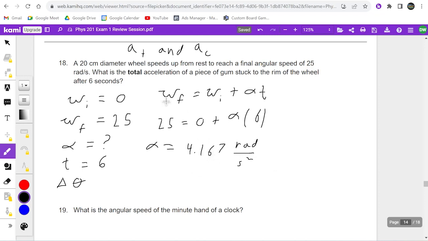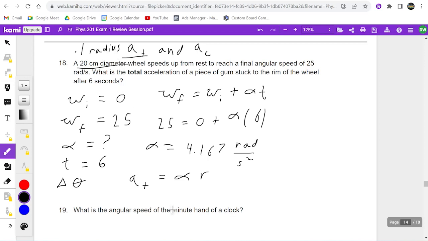But that's not the tangential acceleration. To find that, we use that equation we said earlier, which is AT equals alpha times r. Now be careful, because I said a 20 centimeter diameter. I'm really trying to trick you here. Because first of all, centimeters needs to be converted to meters, so 0.20. And then diameter is not radius. Got to divide that by 2. So if you take 20, divide it by 2, and convert to meters, it's a 0.1 meter radius.